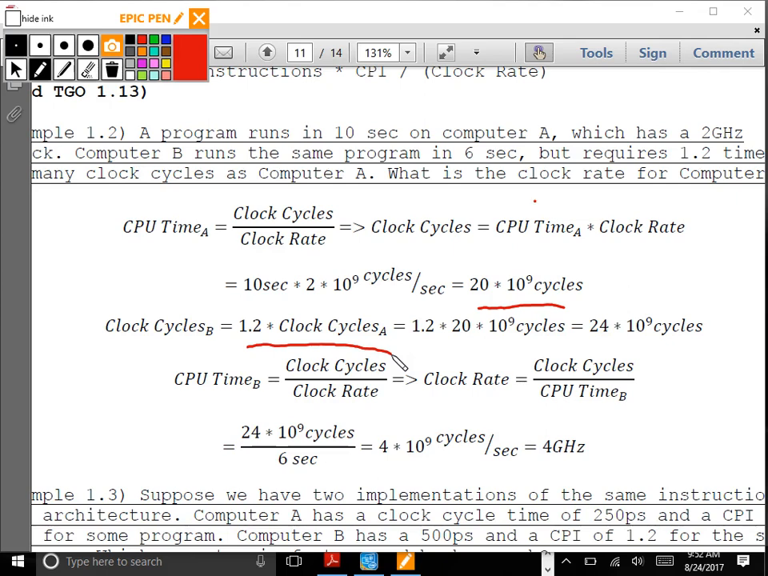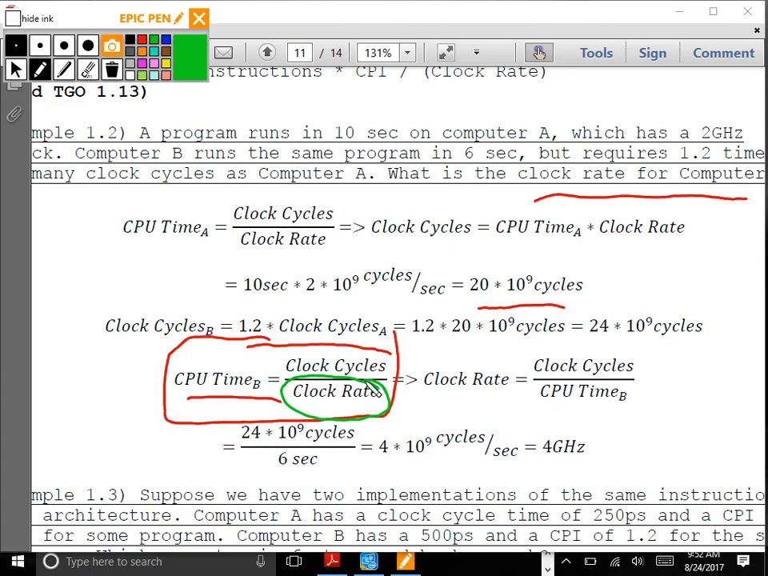And then we want to find out the clock rate for computer B. So we know from the topical guide objective that CPU time is equal to the number of clock cycles divided by the clock rate. The ultimate thing we want to find in the problem is clock rate. So what we're doing here is we rearrange our equation. We bring clock rate over here and then put CPU time of B down here. So now we know the number of clock cycles required to execute the program on computer B.